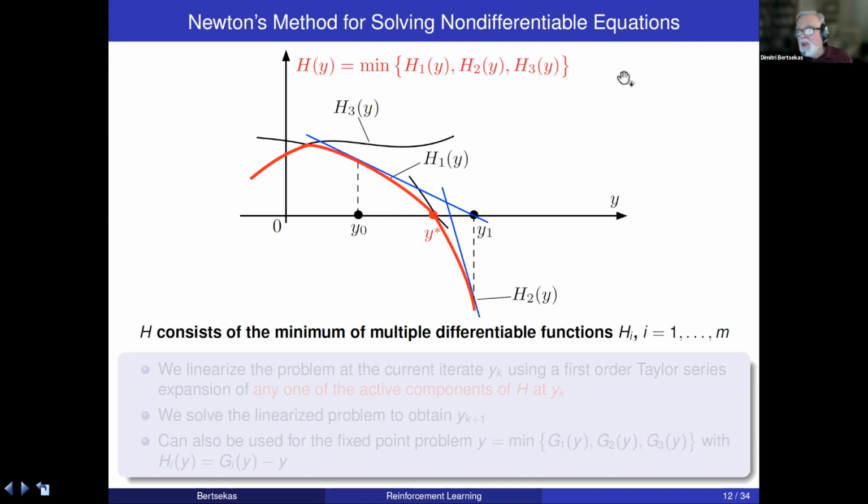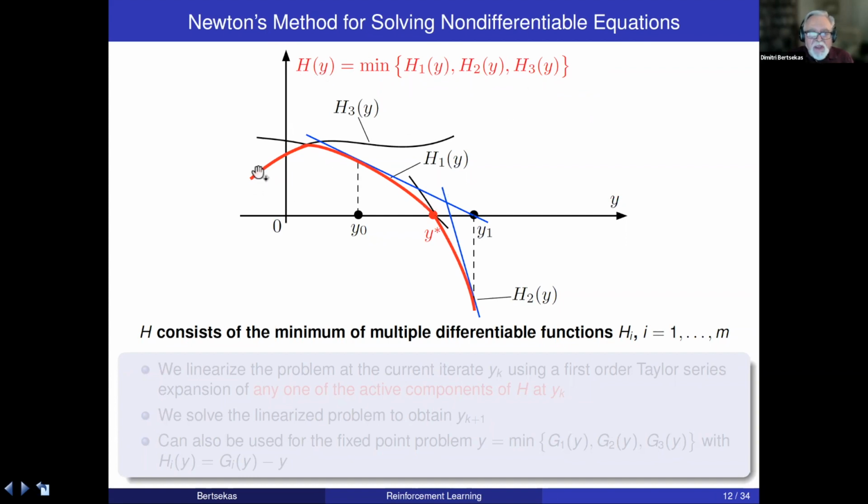It's about 40 years old. And people don't quite realize that Newton's method can solve non-differentiable problems. And the simplest case is when you have an h function that's the minimum of several other functions that are differentiable. So here we want to find a zero of this minimum.